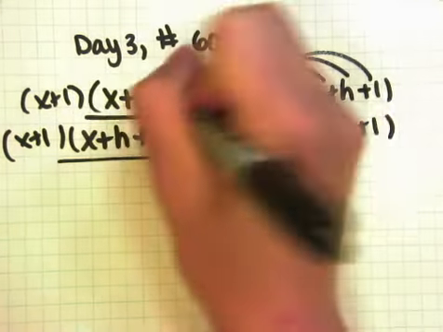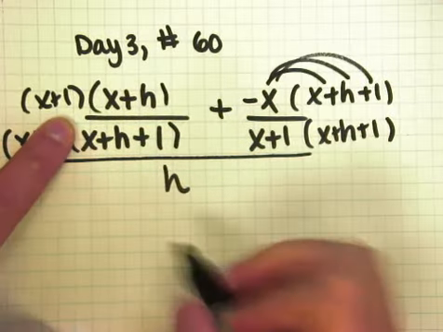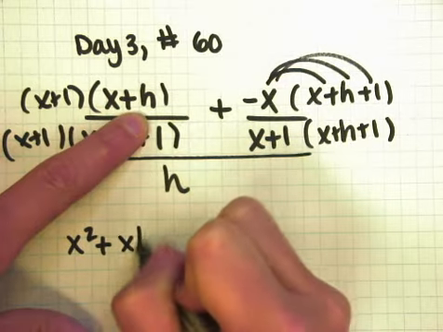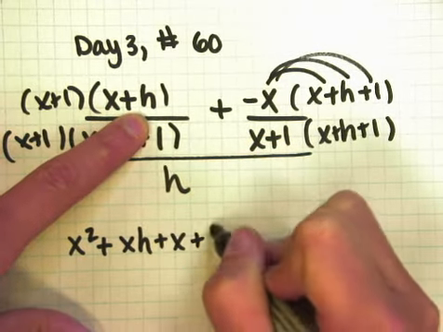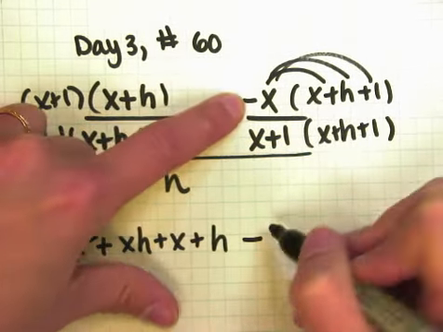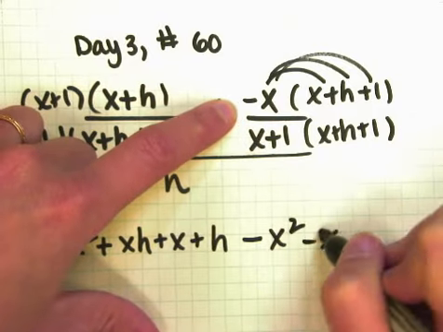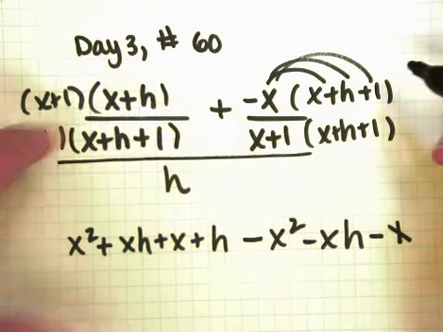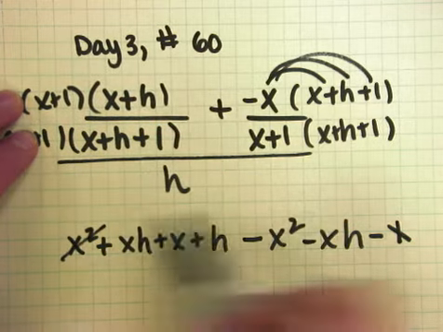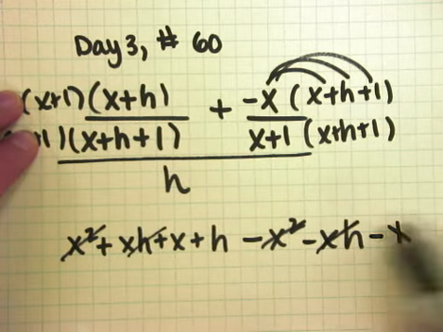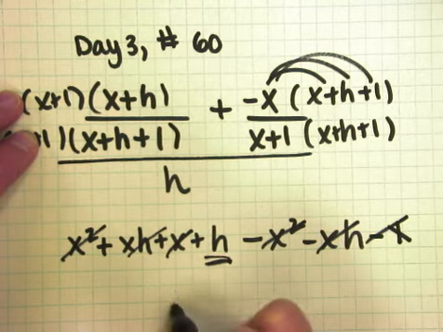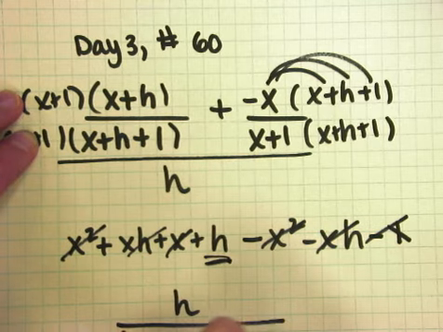So when you multiply x plus 1 times x plus h, you get x squared plus, let's see, xh plus x plus h. Here, you get a negative x squared minus xh and a minus 1, or sorry, minus x when you distribute them. When I cancel, the x squareds cancel, the xh's cancel, and the x's cancel, leaving me with just an h on top. So I have h over the common denominator of x plus 1.